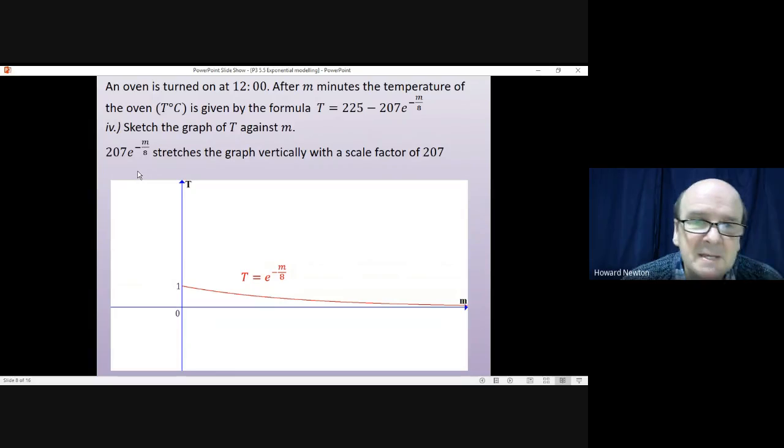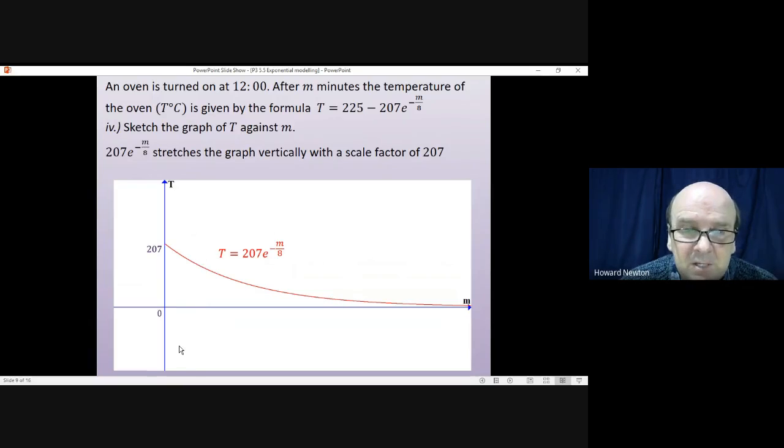Now, the next thing I would do is bring in the 207. 207 times e to the power of minus m over 8 is a stretch in the y direction. It stretches the graph vertically with a scale factor of 207. It won't look very different, but this point here will get stretched all the way up to 207. And you get something that looks a little bit like that.